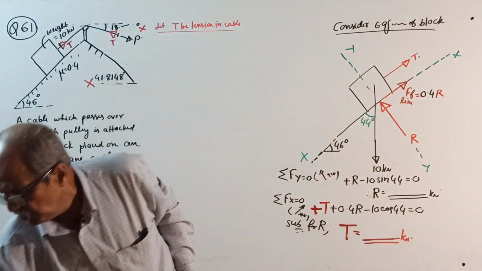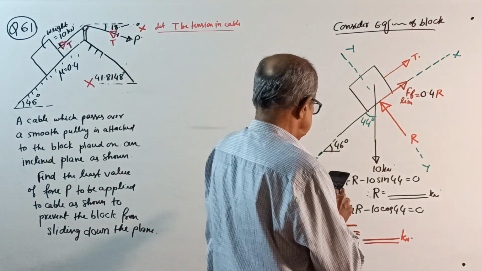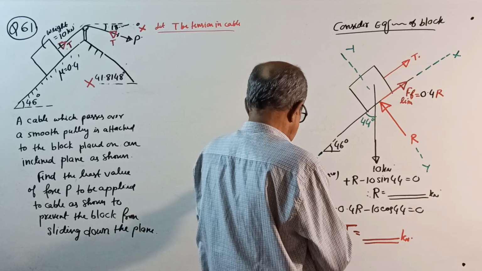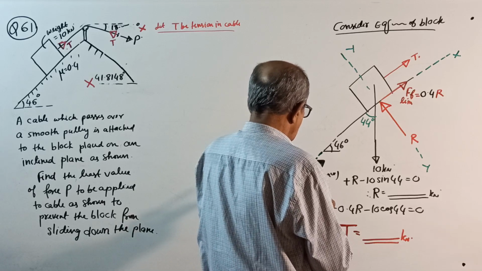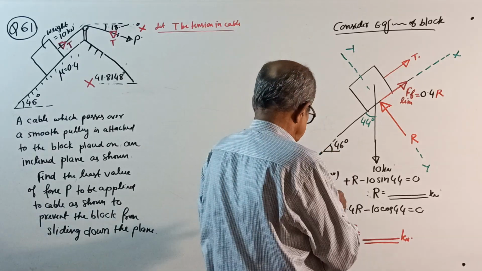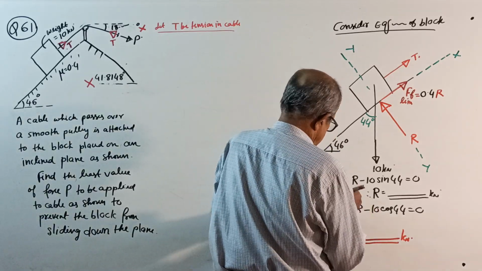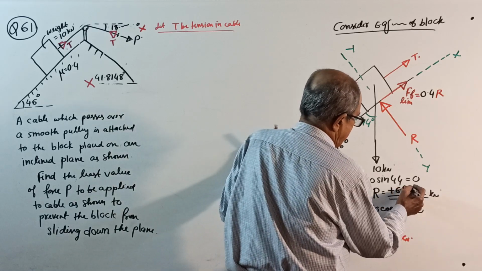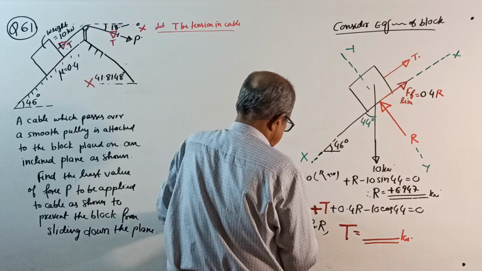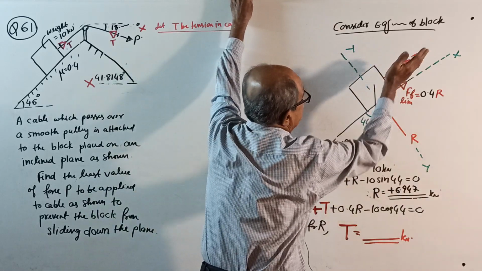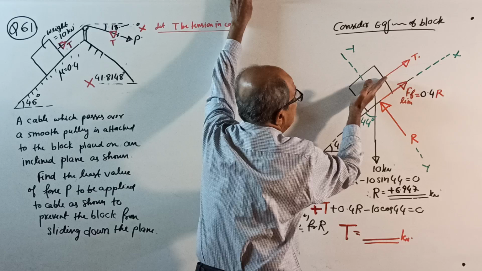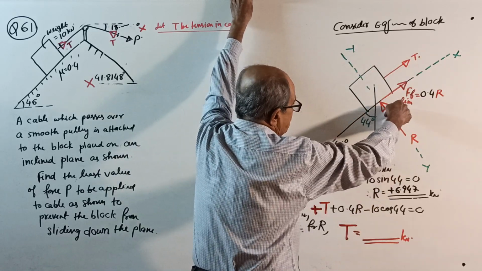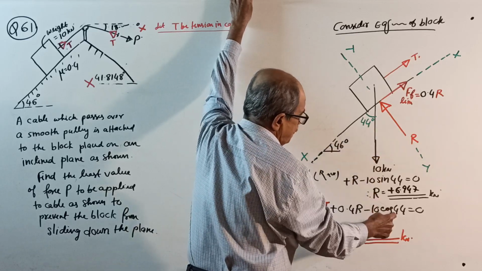You will get R equal to 10 into sine 44, 6.947 kilonewton. Then sigma Fx equals 0, taking this side positive: plus T, directly along the plane, plus 0.4 R minus 10 cos 44 equals 0.